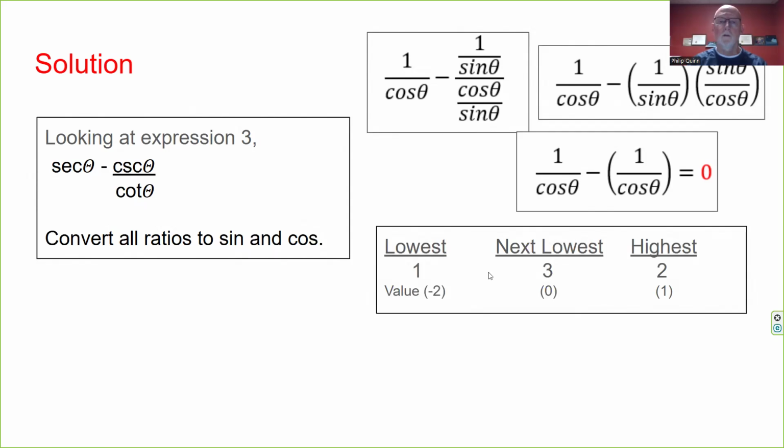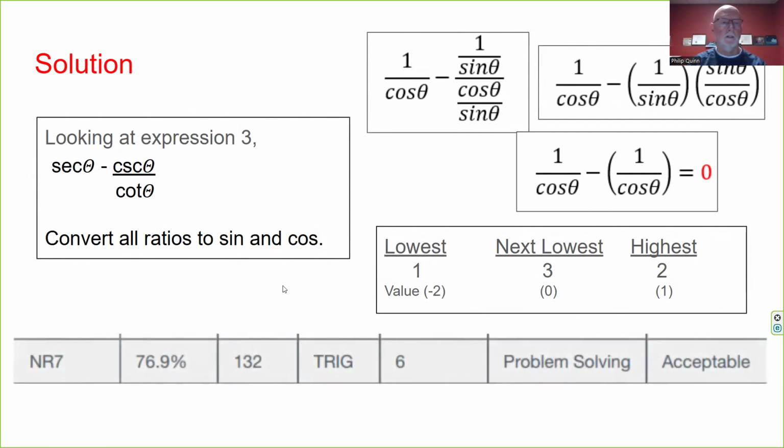So then our lowest was expression 1, value of -2. Next one, value of 0, which is expression 3. And the highest was expression 2, value of 1. 76.9% got this right. Problem-solving question.